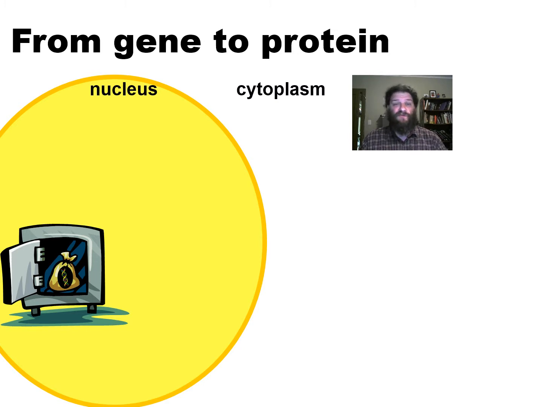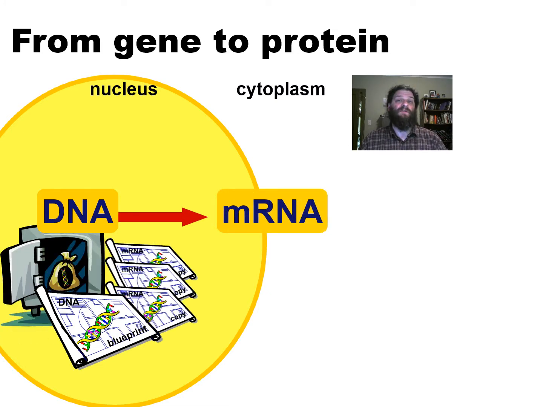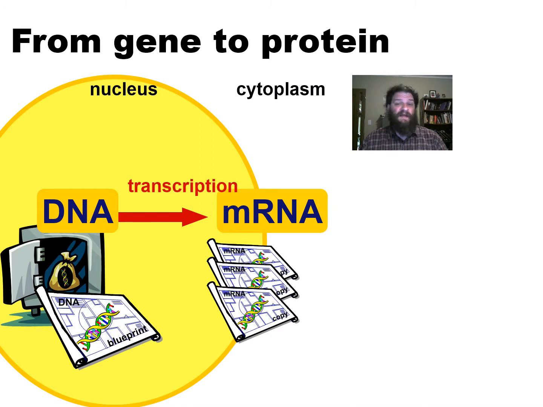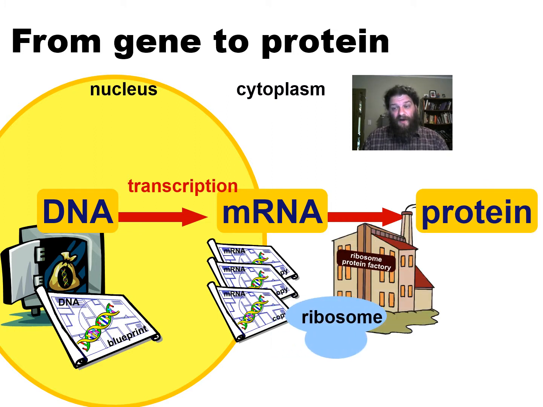Before we get into the specifics of the process of translation, we have now a general understanding of the central dogma of going from the base pair sequence of DNA hanging out in the nucleus to the base sequence of messenger RNA, which can leave the nucleus and go into the cytoplasm. We make lots of different copies of that so that they can be used and destroyed. They're going to go out into the cytoplasm and complex with ribosomes to make proteins.